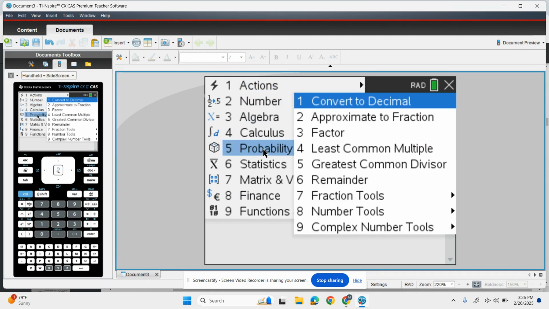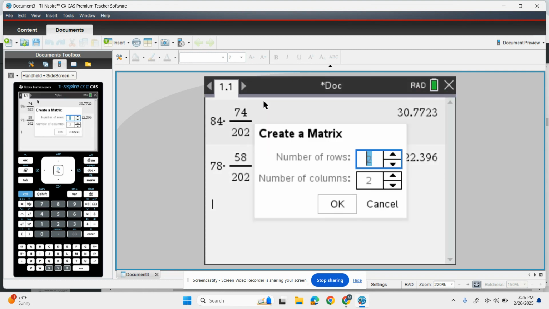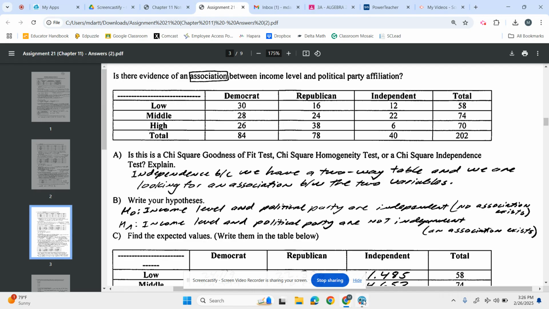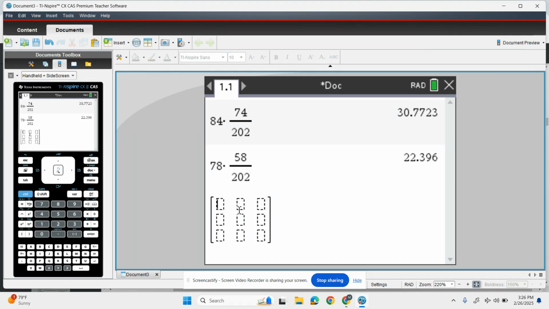Number, nope, that's not right. Matrix is down here. Number 7 is matrix, create matrix. And if I look at this example, remember, it's a 3 by 3. So I'm going to make it 3, 3, hit OK. And then I have to just type in my expected counts, which were 30, 16, 12, 28, 24, 22, and then 26, 38, and 6.